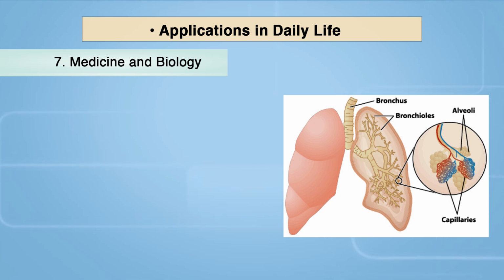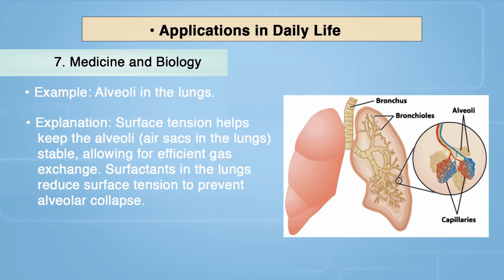In medicine and biology, alveoli in the lungs. Surface tension helps keep the alveoli, which are air sacs in the lungs, stable, allowing for efficient gas exchange. Surfactants in the lungs reduce surface tension to prevent alveolar collapse.